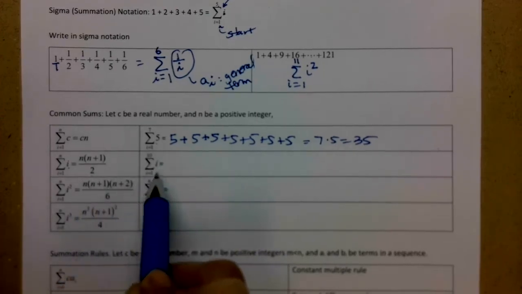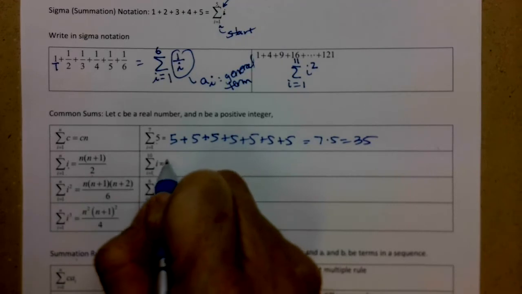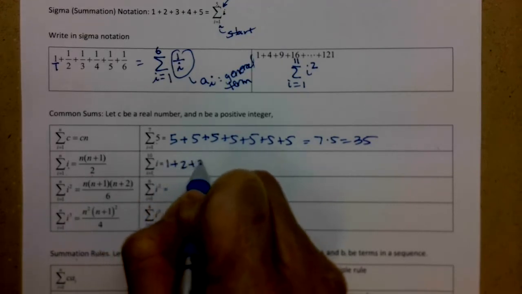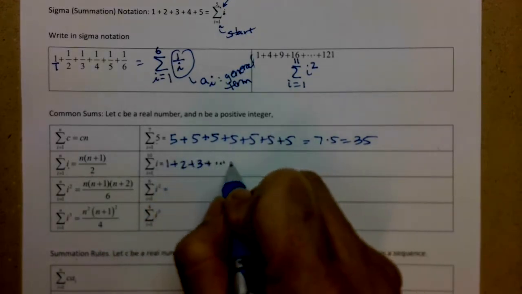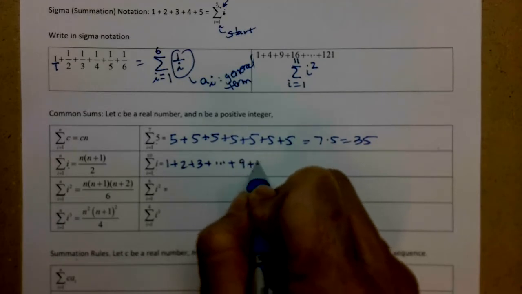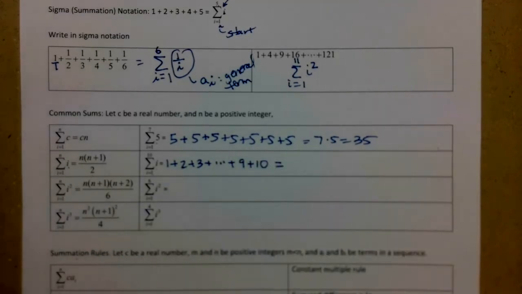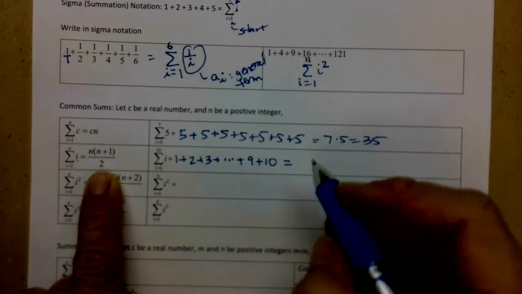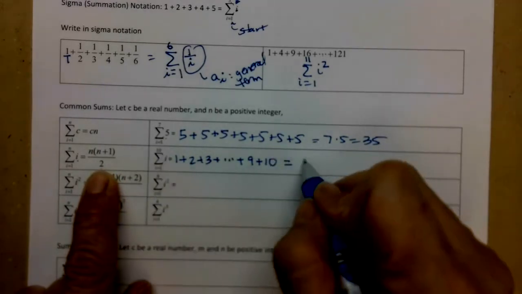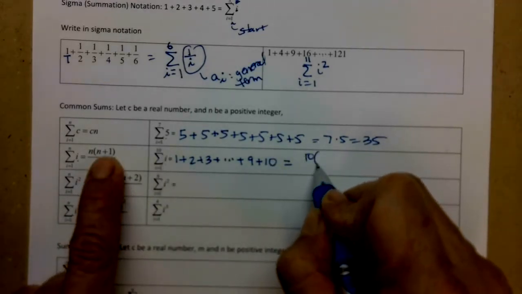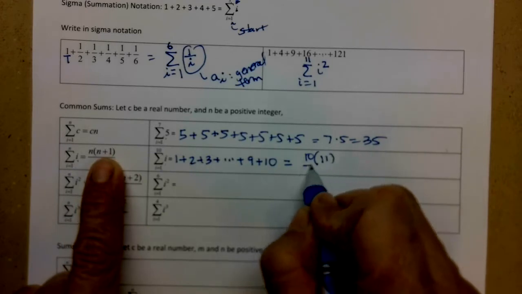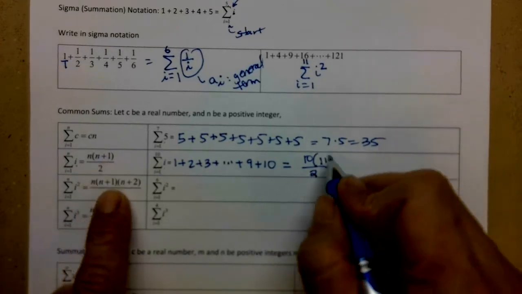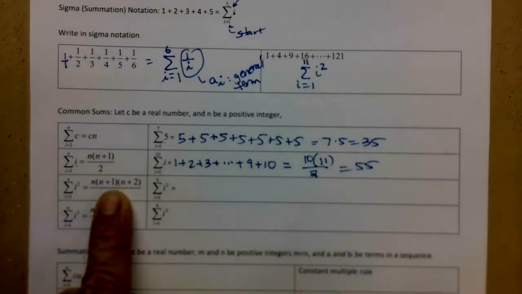Okay, so if we're adding up all of the i's from 1 to 10, so I'm going to write out a few. So 1 plus 2 plus 3 plus, all those ones in the middle, plus 9 plus 10 equals. So my formula says that equals n, which is 10, times n plus 1, so that would be 11, all over 2. So that is 55.